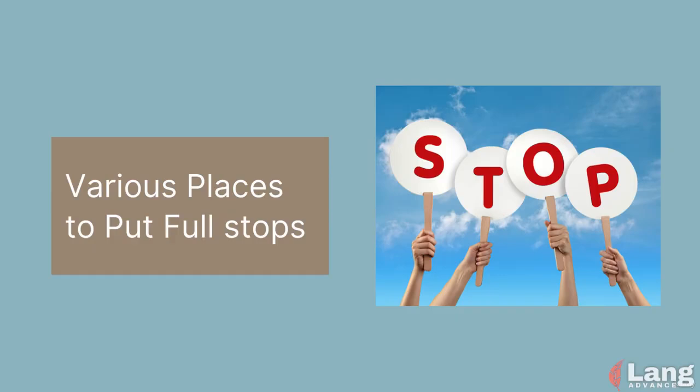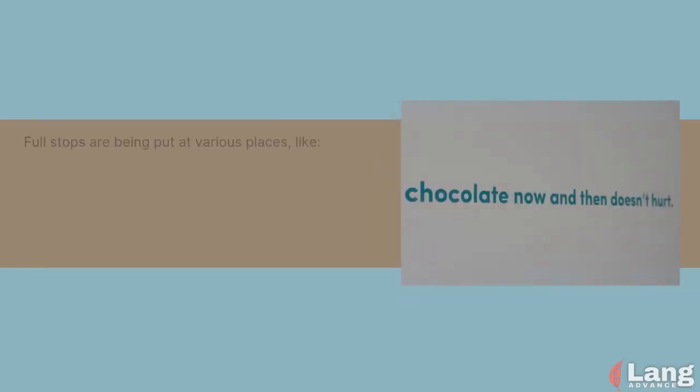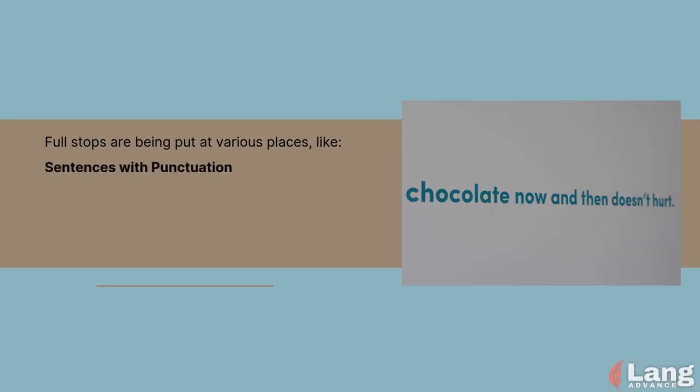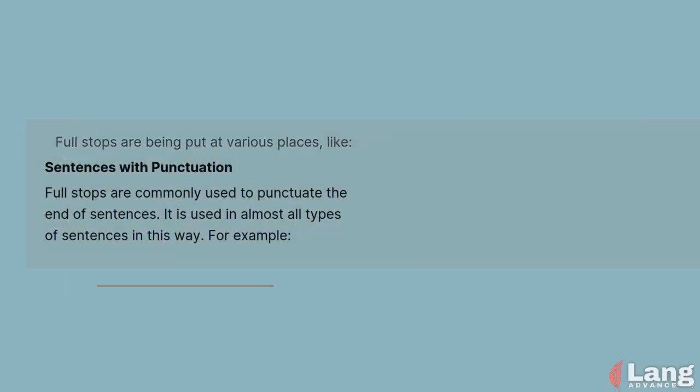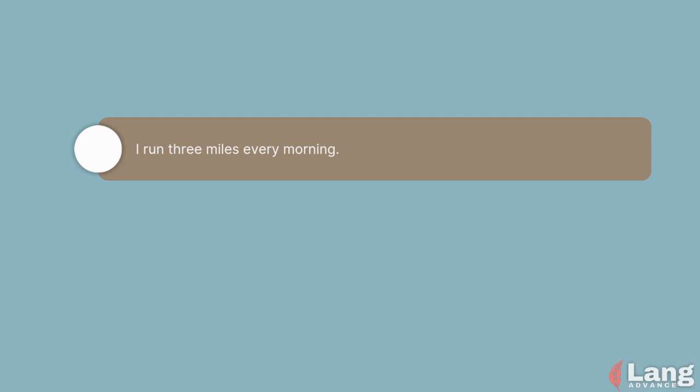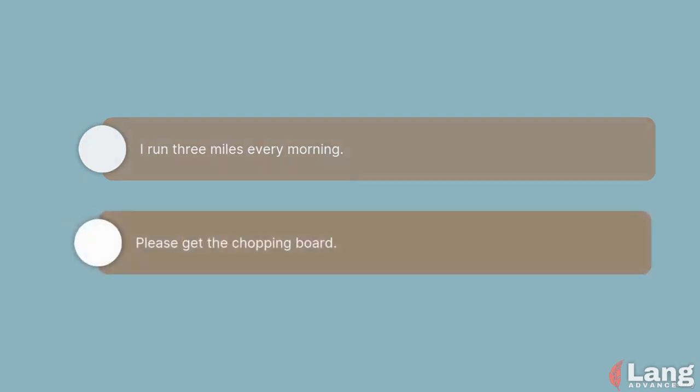Various places to put full stops. Full stops are being put at various places, like sentences with punctuation. Full stops are commonly used to punctuate the end of sentences. It is used in almost all types of sentences in this way. For example, I run 4 miles every morning. Please get the chopping board.